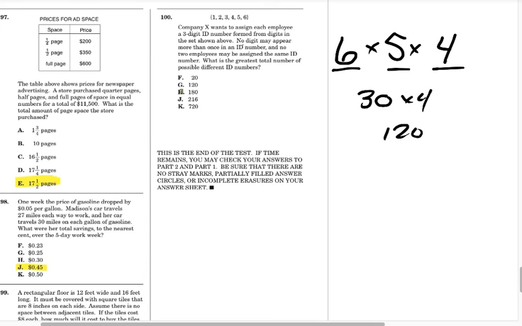This is called the counting method. Right? So for example, if there's only 5 numbers, it would be 5 times 4 times 3.